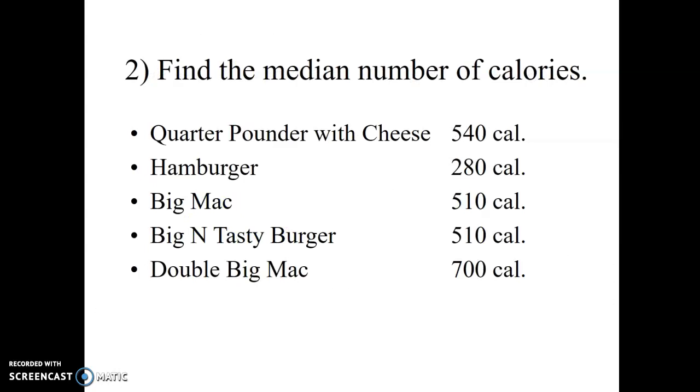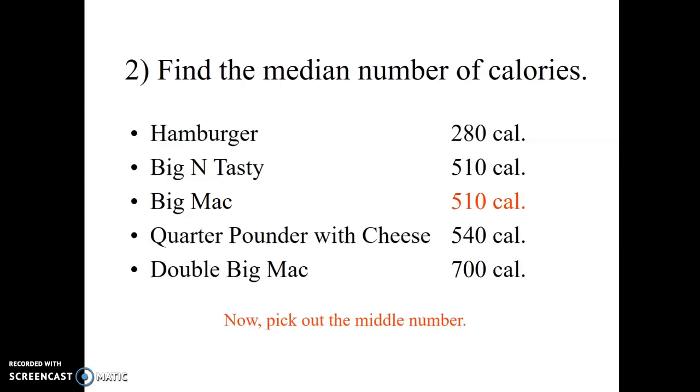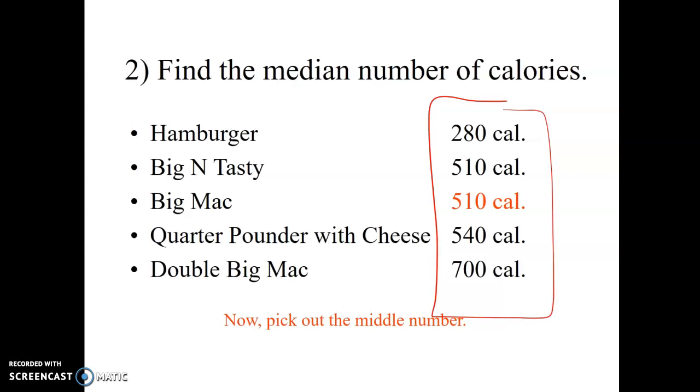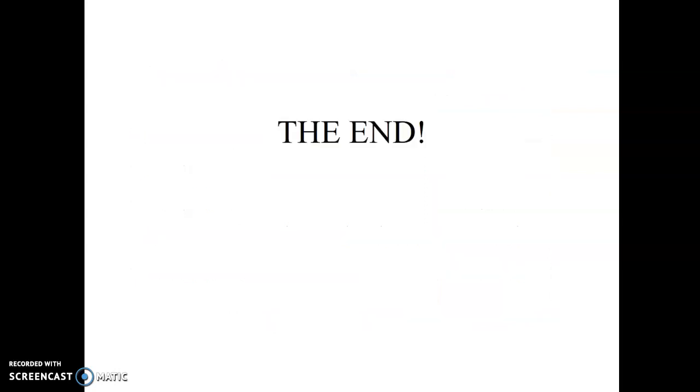Now we're going to find the median of the number of calories in these 5 burgers. Pause the video, go ahead and find the median. Okay, let's see how you did. The first thing you need to do is put the numbers in order from least to greatest. Then you need to pick out the middle number. So what number comes in the middle of all of these different values? It's 510. So 510 is the median number of calories.